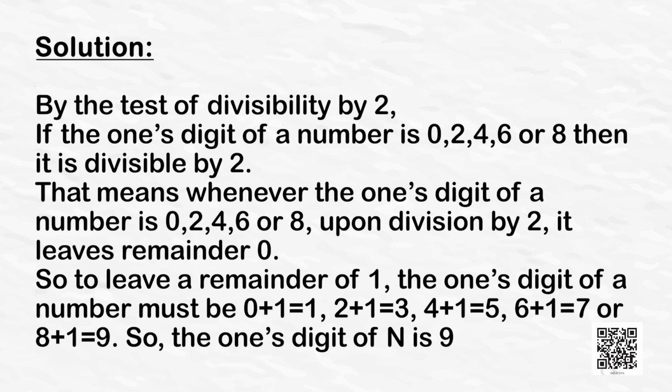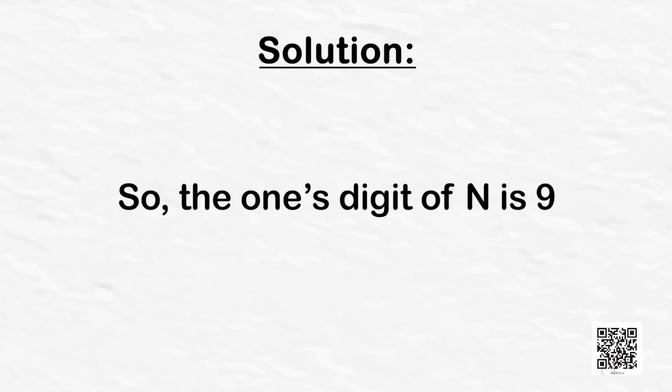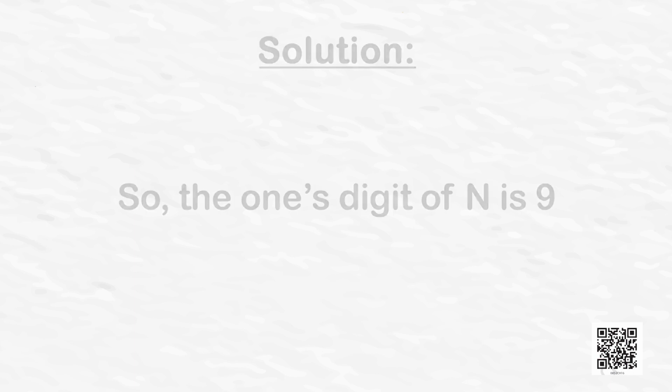We need the digit which satisfies both these divisions and hence look for common possibilities. So, the common possibility for the digit of n is 9, because when divided by 5, 9 leaves the remainder 4 and when divided by 2, it leaves the remainder 1.